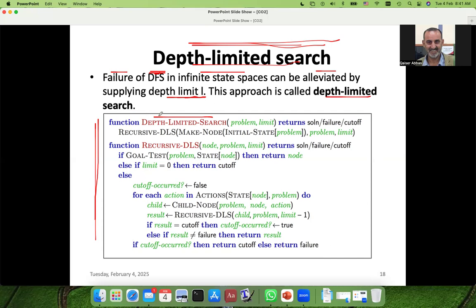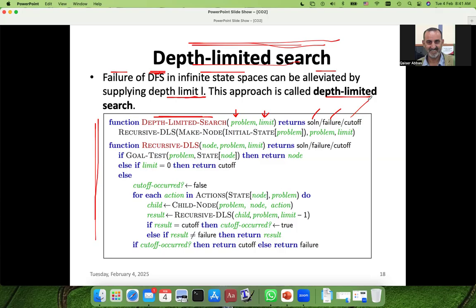Here, depth limited search is the name. We are passing some problem into it, and then we are saying, okay, limit. Limit can be 1, limit can be 2, limit can be 3, and so on. And then this algorithm will return solution, failure, or cutoff. Cutoff means boundary, the boundary for the limit.